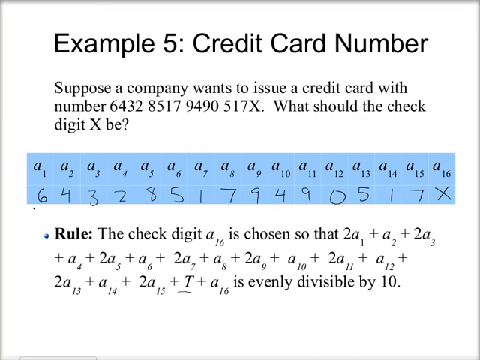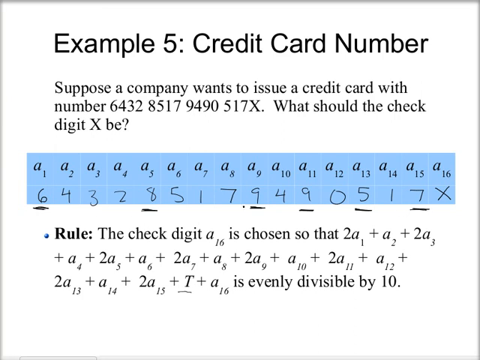A1 is 6, which is larger than 4, so that's going to count. A3 is 3, that does not count. A5 is 8, that's larger than 4, so that's going to count. A7 is 1, that's not going to count towards T. A9 is 9, that will count. A11 is also 9, so that will also count. A13 is 5, that's larger than 4, so I'm going to count that. And A15 is 7, which is larger than 4, so I'm going to count that.